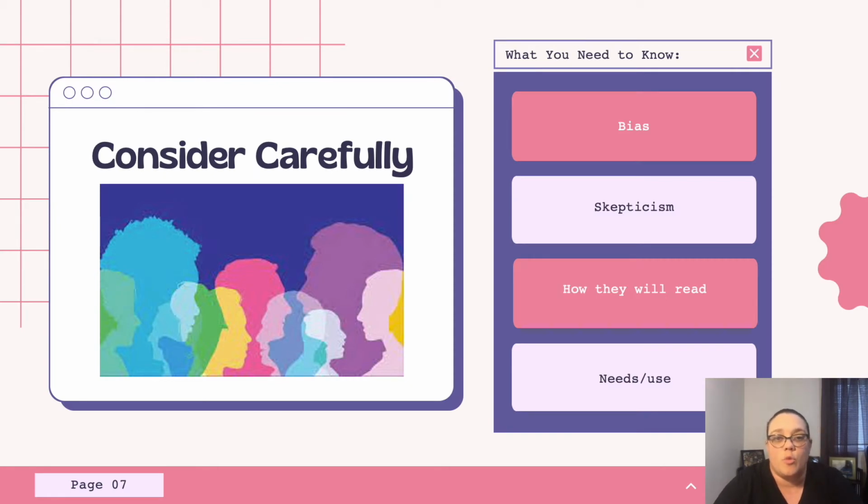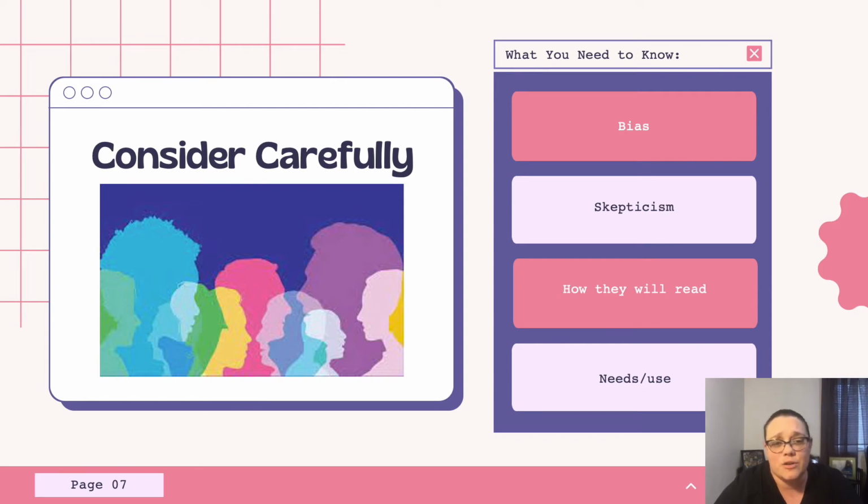What do you need to know about your readers? Bias. So what assumptions are they bringing with them? What do they value? Do they want to hear from you? Is the email that they're going to receive from you something they're expecting, or is it a burden? Do they have a what's in it for me mentality? And if they do, how are you going to address them so that they can hear your message?